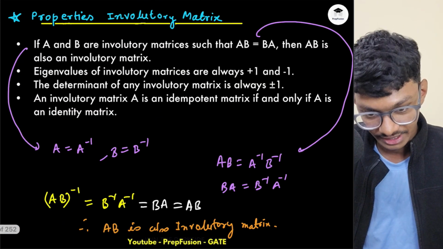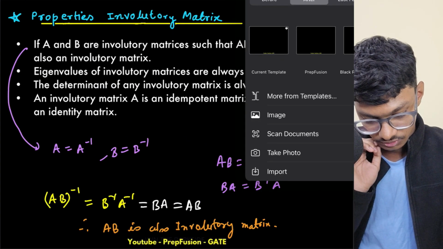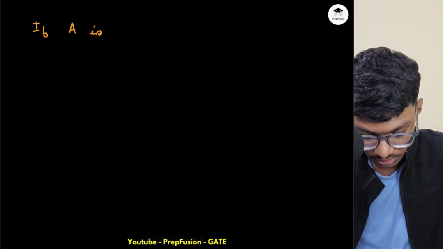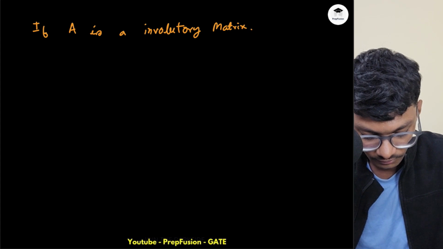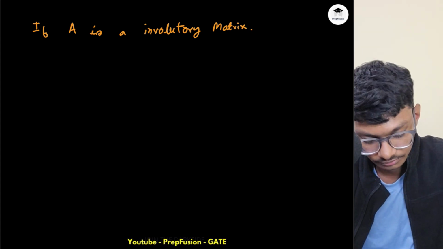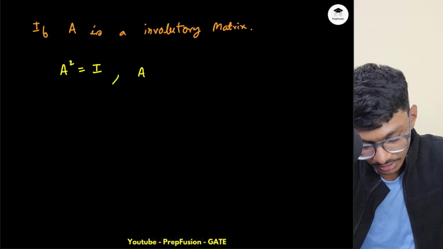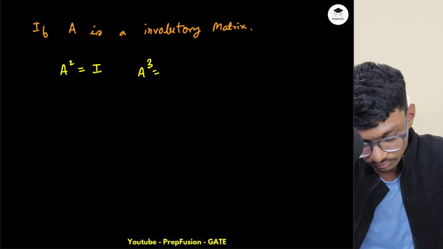Another thing I wanted to tell you is that, if A is an involutory matrix, then A square equals I, right? A square equals I, that we know. Now if I pre-multiply or post-multiply A on both sides, so what will happen? A equals A cube.